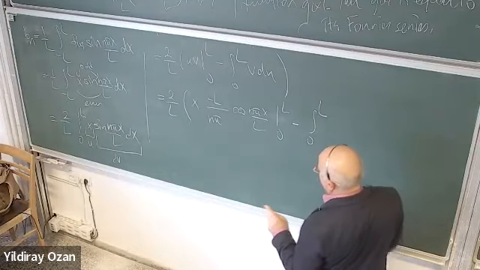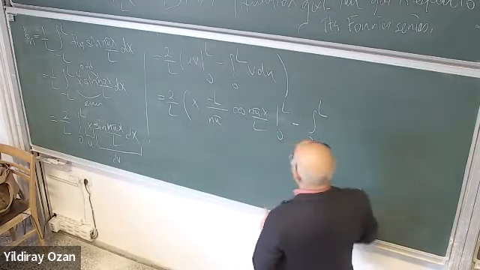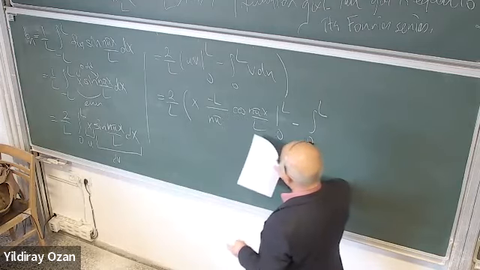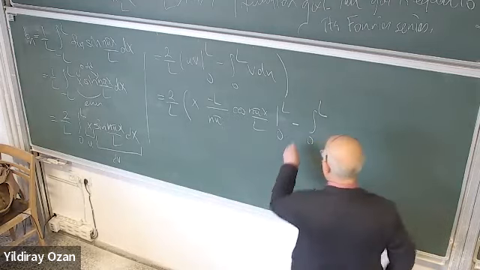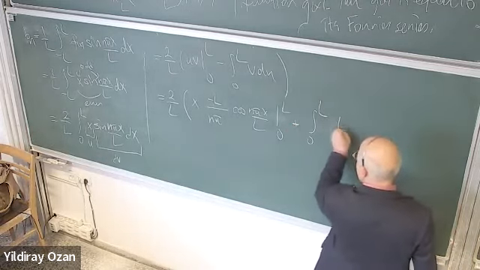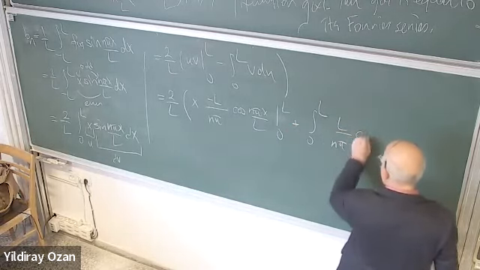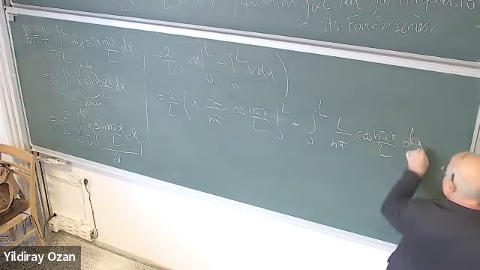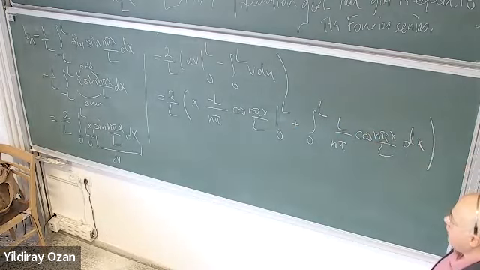v is this, du is just 1. So here there is a minus, and minus times minus becomes plus: L over n pi, cosine n pi x over L dx. All right.